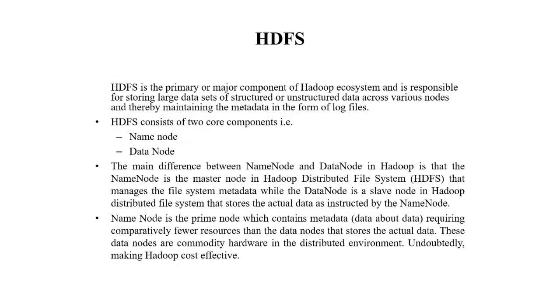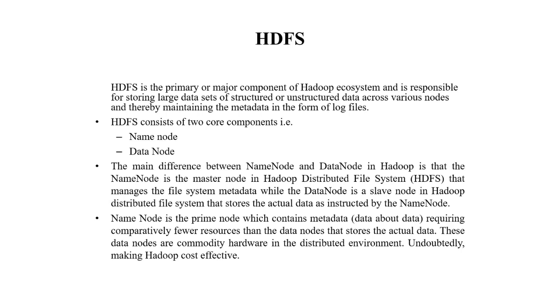The first one is the Hadoop Distributed File System, that is HDFS. It is a major component of the Hadoop system. It is mainly used for storing large data sets, whether structured data or unstructured data, and it maintains the metadata, that is data about the data, in the form of log files.